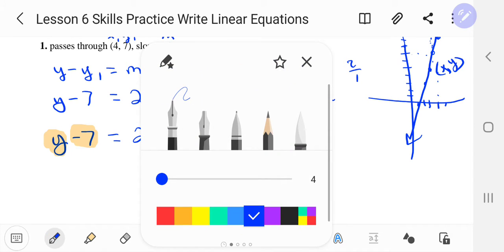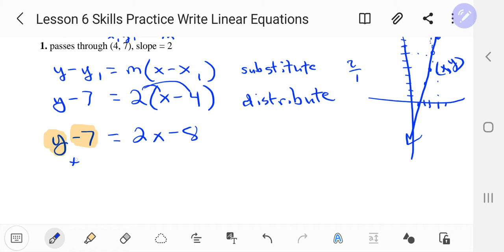So what are we going to do? We're going to add 7, right? We're going to add 7. Now, where am I going to put it on the other side? Because whenever I do an operation to one side, I have to do it to the other side.